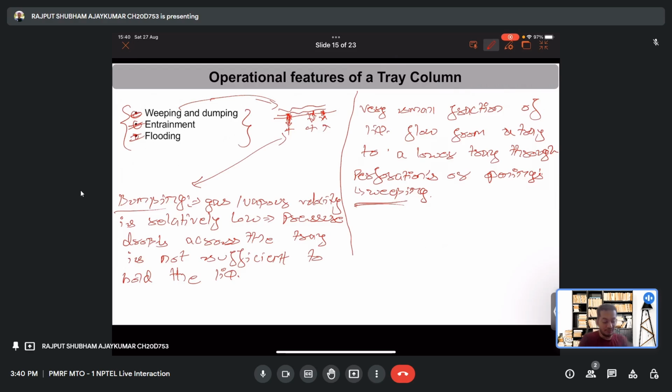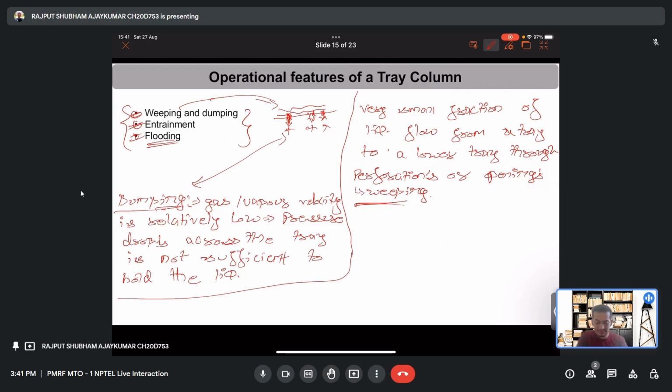So flooding. We have seen dumping and weeping, and we have seen entrainment. Flooding is the last term. There are four to five different terms you have gone across, and these will be asked directly in some questions for 1 mark or 2 marks in the examinations. So it's better to know what each term specifically means in the column. Flooding in a tray column may occur because of one or more reasons. It's not just one reason for flooding.